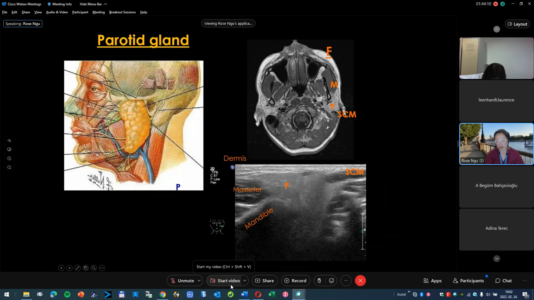Let's move on. So at the highest part of level 2, you will hit a gland called the parotid gland.